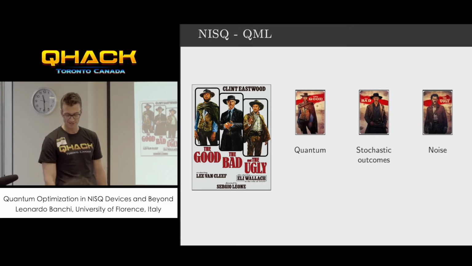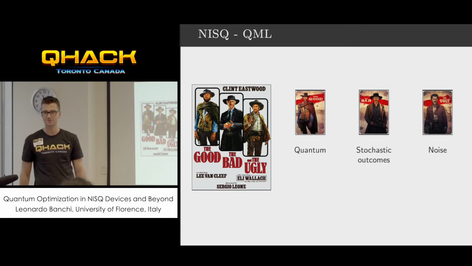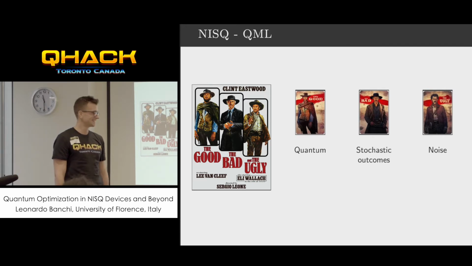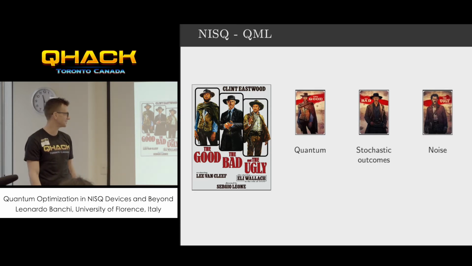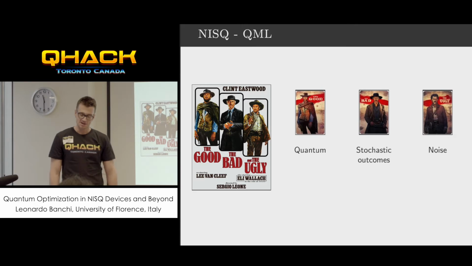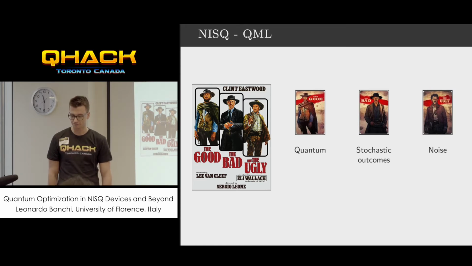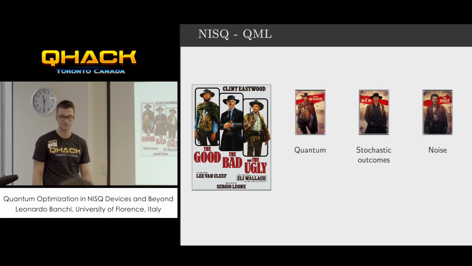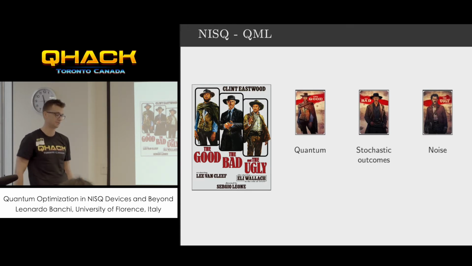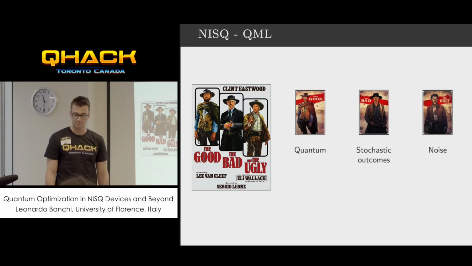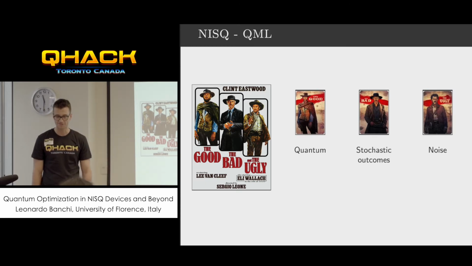The good guy in our story is, of course, the quantum device, the fact that we can exploit the quantum features of this device. But then, we are preparing variational states and making measurements, so there is also the bad guy: we have to deal with stochastic outcomes from our device, and we have to exploit them to solve our problems. But then we are using this for NISQ devices, so there is also the ugly, which is noise, the noise from the noisy devices.